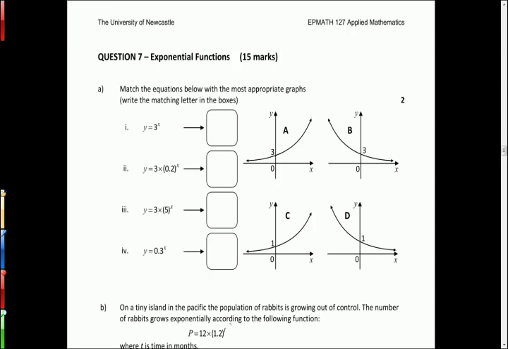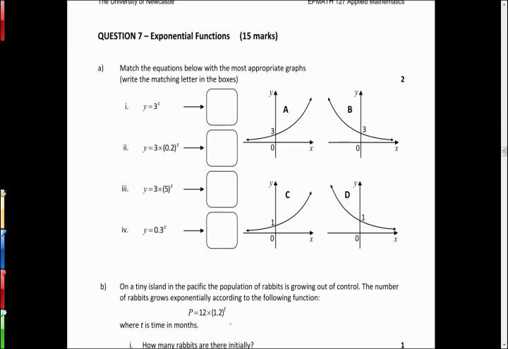Now we're into question 7, exponential functions. Match your equations below with the most appropriate graphs. Now, I've got a habit with these. I know that the number in front is the y-intercept. And I know that this number tells me whether it's going up or whether it's going down. It's going up if we're multiplying by something greater than 1, but it's decaying or going down if we're multiplying by a number less than 1.